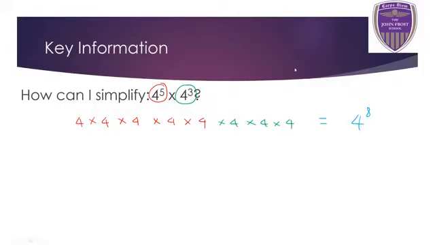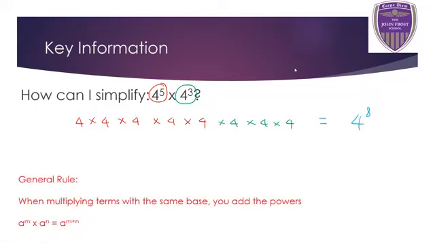Just by looking at that quick example, that brings us to our first rule of multiplying. You want to copy this down, please. The general rule is when we're multiplying terms with the same base, you add the powers. The same base just means the same number. So 4 to the power of 5 times 4 to the power of 3: because the two 4s are the same number, all we do is add the powers. So a to the power of m multiplied by a to the power of n equals a to the power of m plus n. As long as the base numbers are the same, you just add the powers.